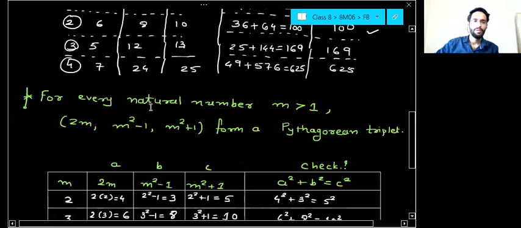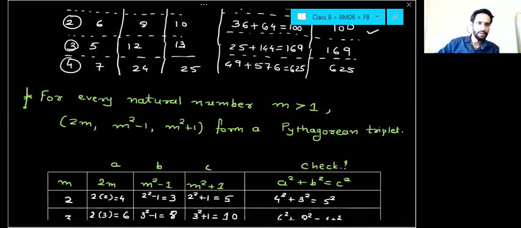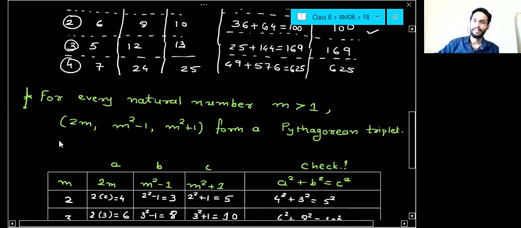Yes, sir. Now let me show you one thing. I think Safwan or Samarth was asking, let me check in the chat box. Yes, sir, only for these values will a Pythagorean triplet form? So let us check that.